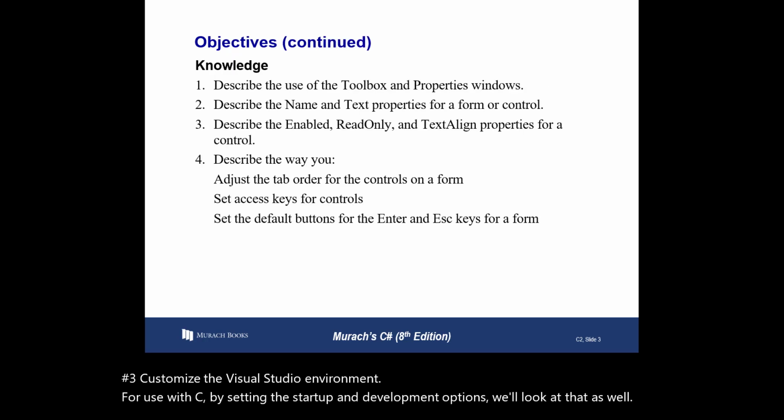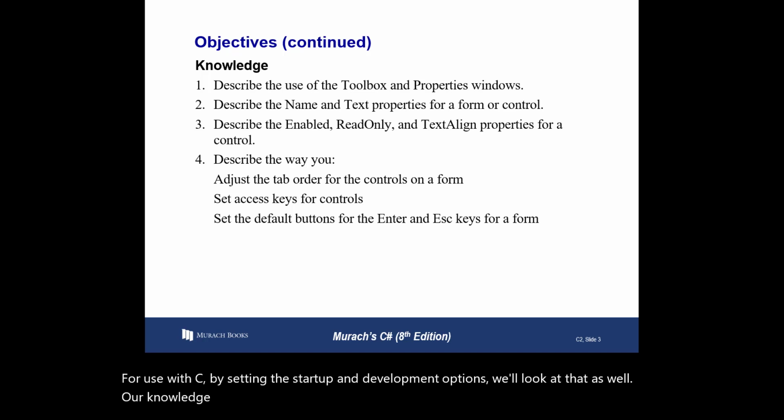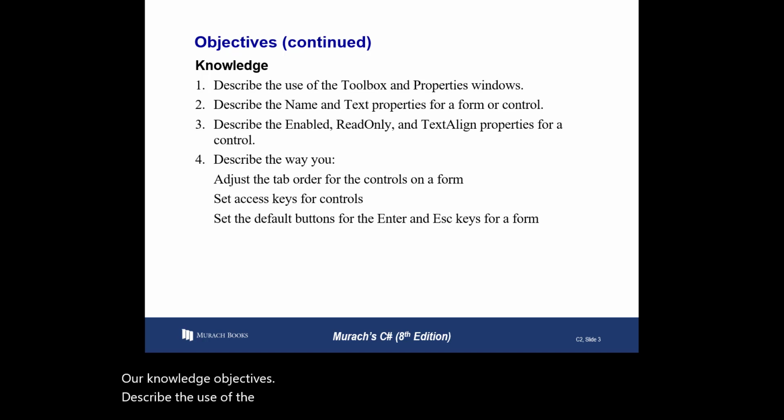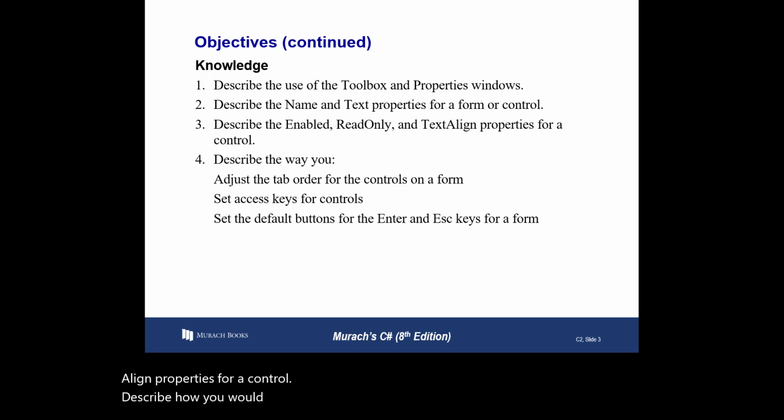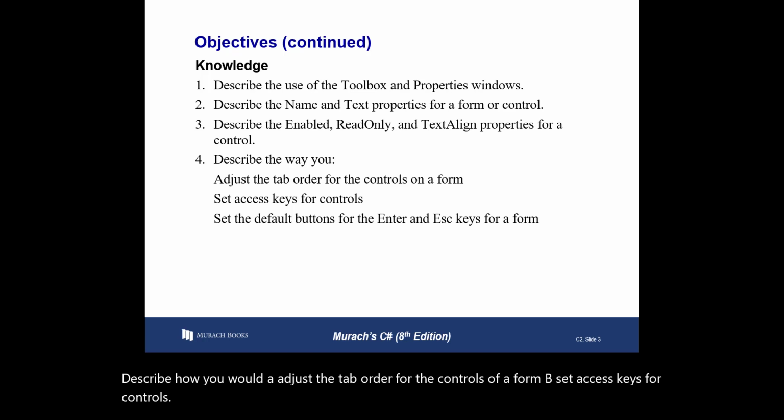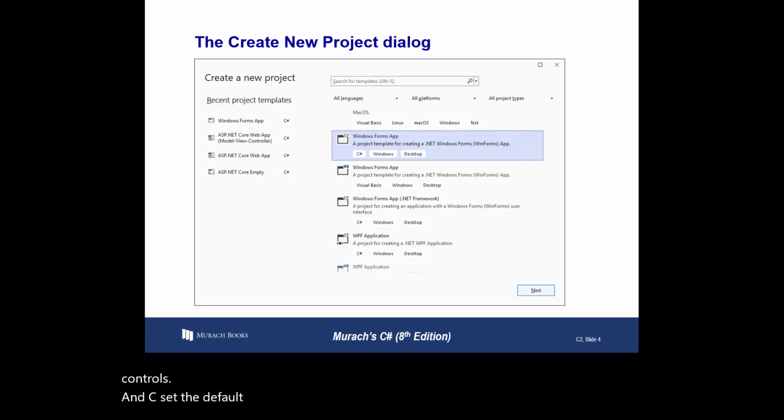Our knowledge objectives: describe the use of the toolbox and properties windows. Describe the name and text properties of a form or a control. Describe the enabled, read-only, and text-aligned properties for a control. Describe how you would A, adjust the tab order for the controls of a form, B, set access keys for controls, and C, set the default buttons for enter and escape keys.